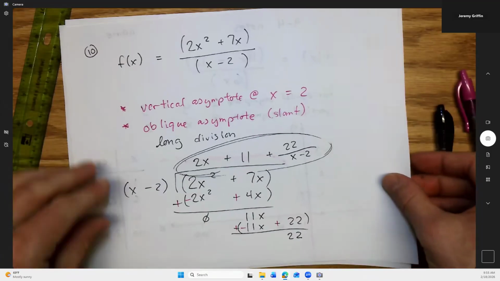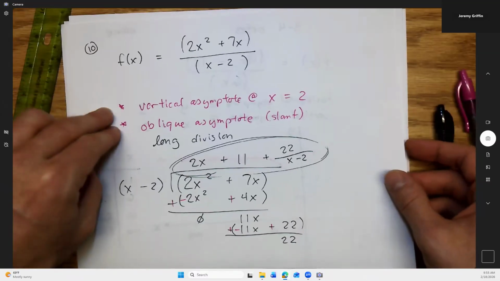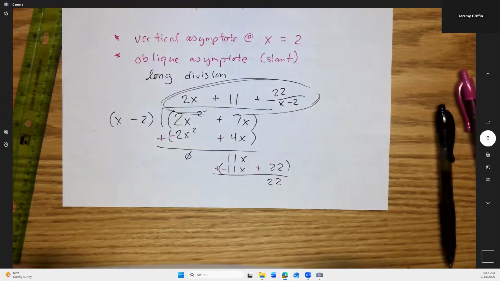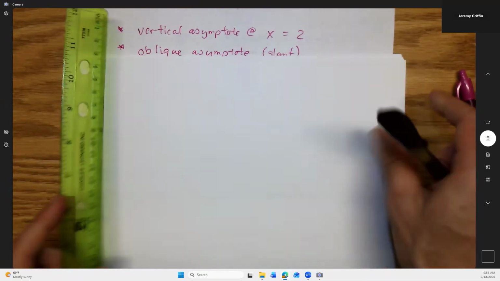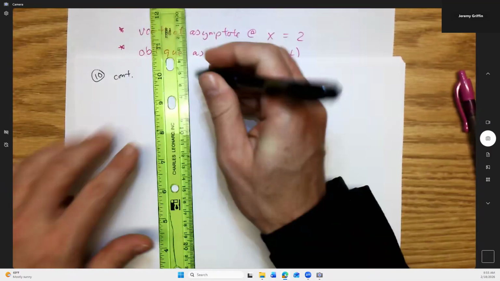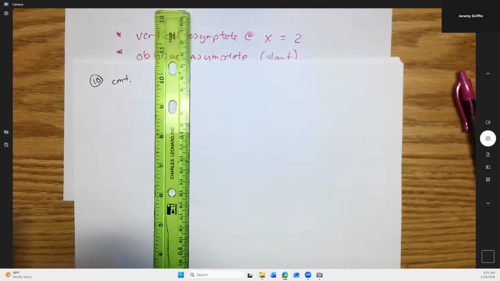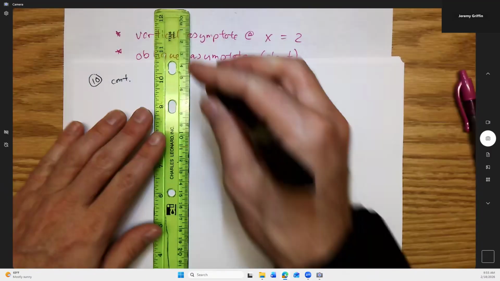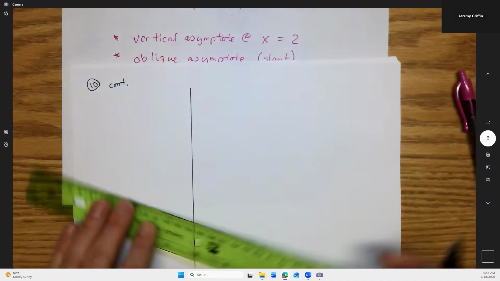Okay, let's make this graph, but really I'll start with the asymptotes. I probably should have done that with the last one. Anyway, start with the asymptotes. So this is still number 10, continued. Let's get a big old graph going. Over here. Big old graph.